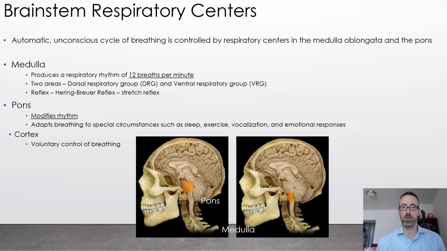The ventral respiratory group works during expiration. So it's not typically on during unconscious breathing, because we don't have to activate muscles to exhale. It's a passive process.